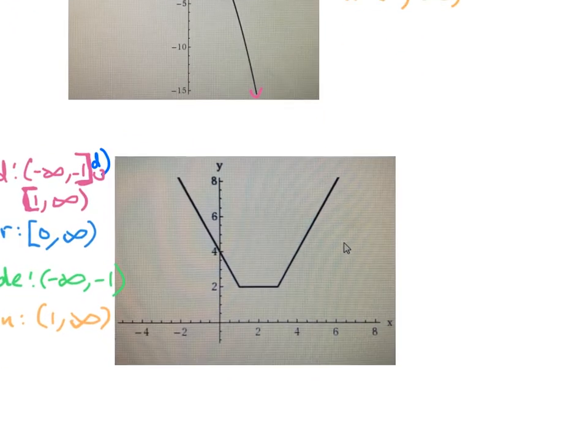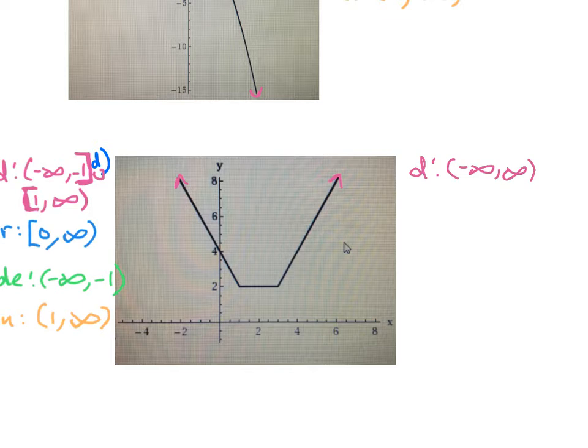All right, for D, start with our domain. Again, we look at these as if they were arrows. On the test, it'll be clear, it'll give you arrows. So the domain goes forever in the left direction and forever in the right direction. So our domain is negative infinity to infinity.